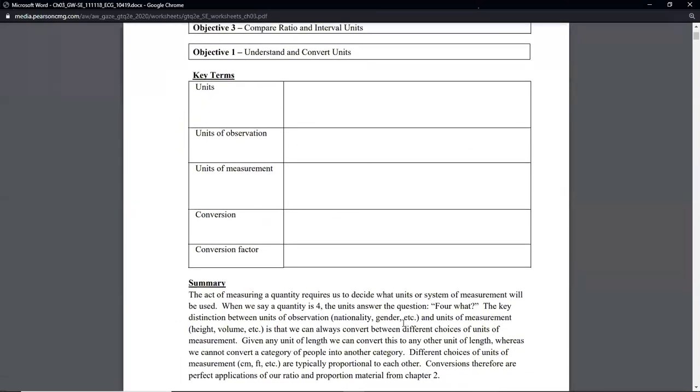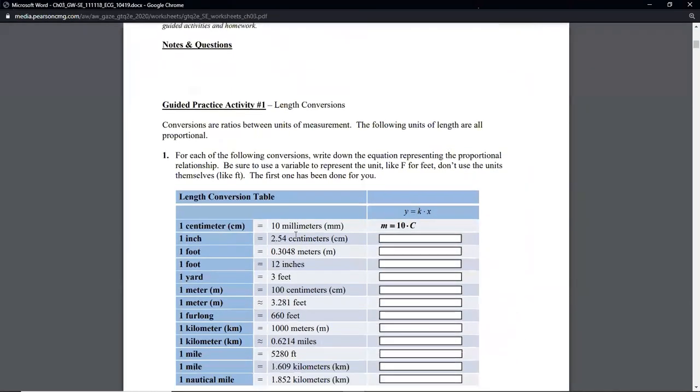Some definitions, unit of observation, unit of measurement. This isn't anything too crazy. These are just the units that pertain to your quality or category. A unit of observation could even be something as simple as nationality. A unit of measurement is generally something that's mathematical, feet, centimeters, miles, years. Conversion is the process of going from one to the other. Conversion factor is the fraction multiplier that we were doing with the blue and red inks.